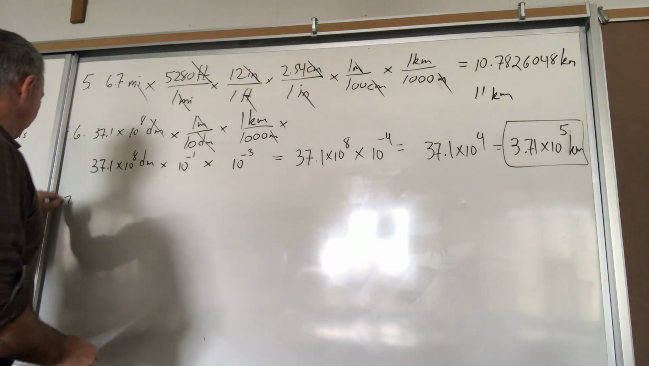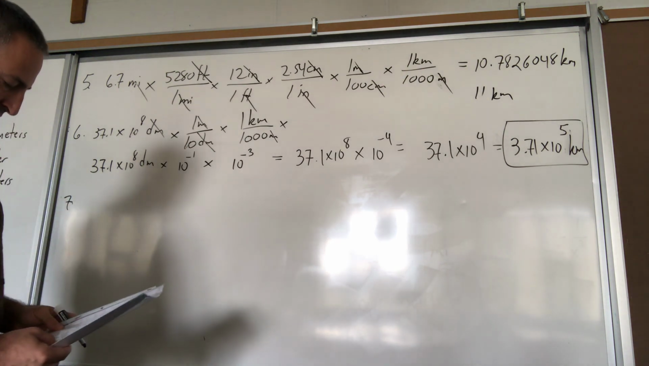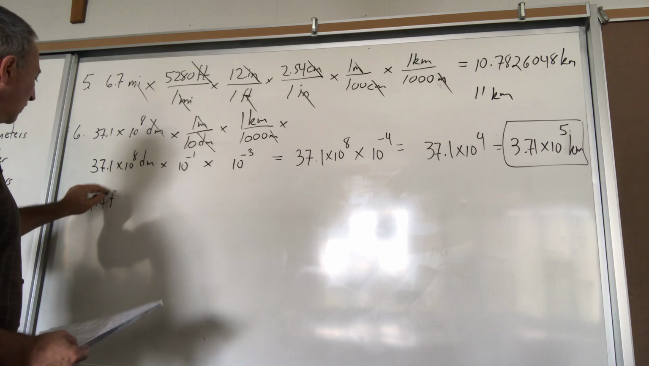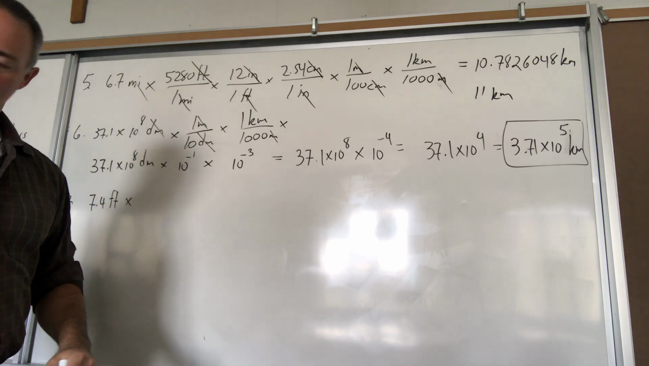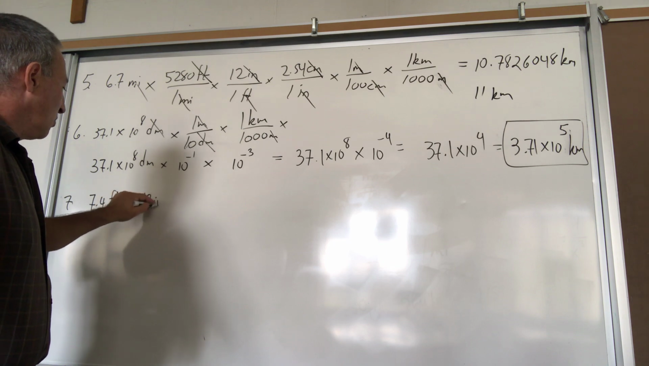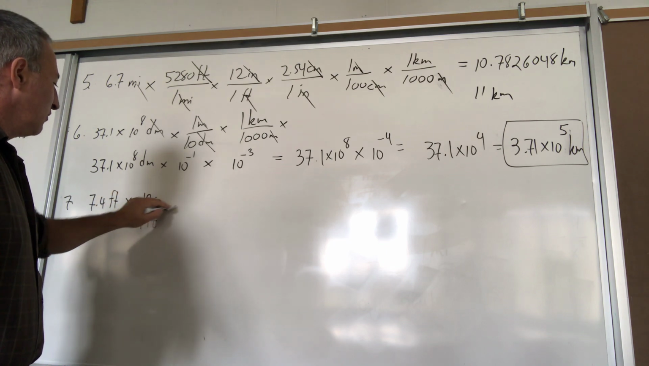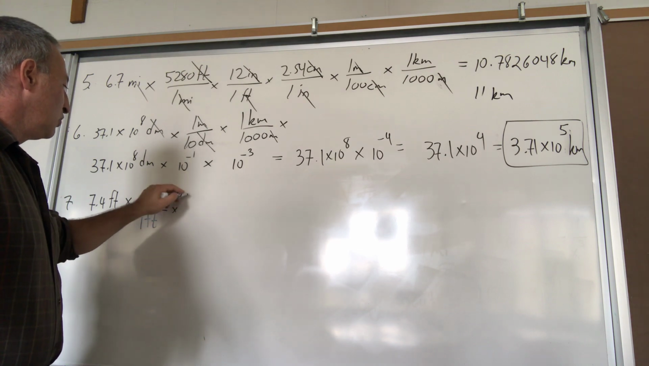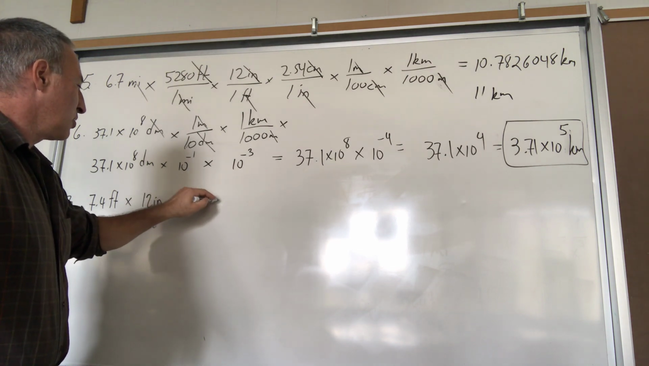Number 7. 7.4 feet. Convert it to, first of all, inches, so 12 inches per 1 foot. Convert it to centimeters, and there are 2.54 centimeters per 1 inch.